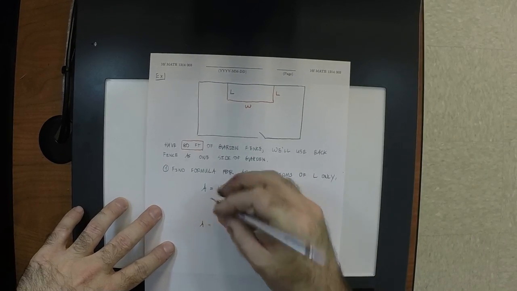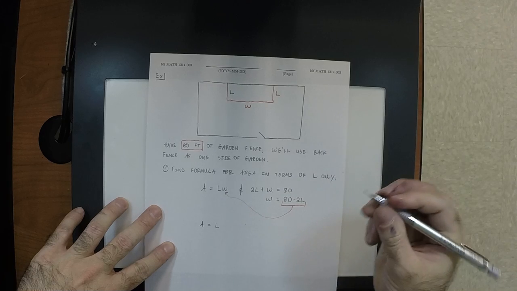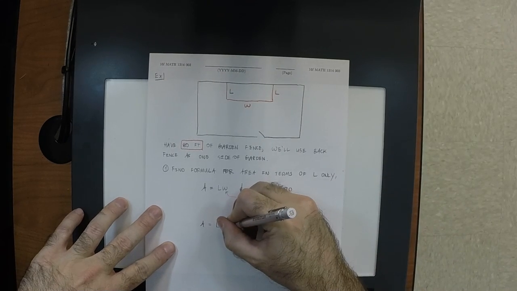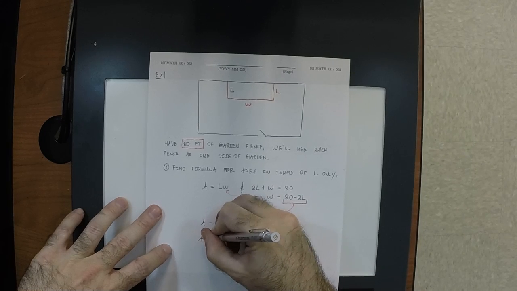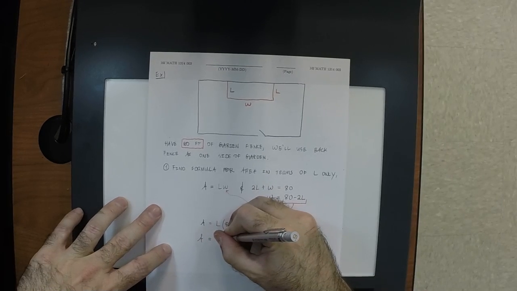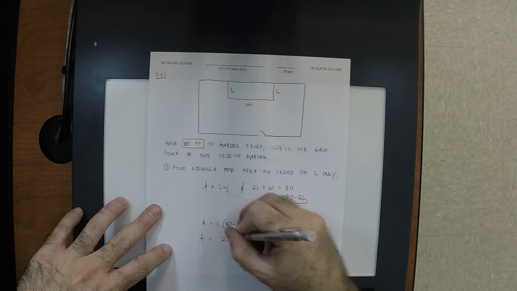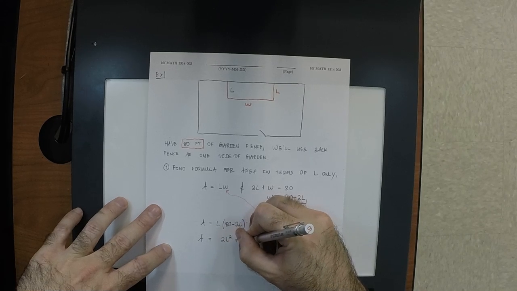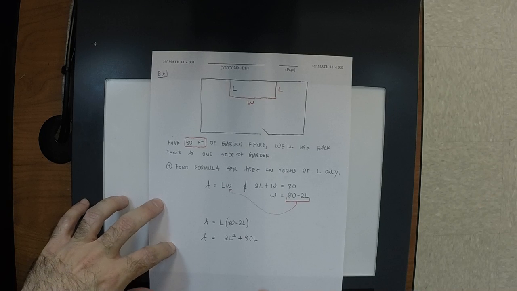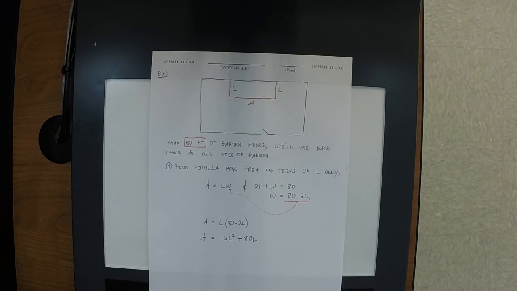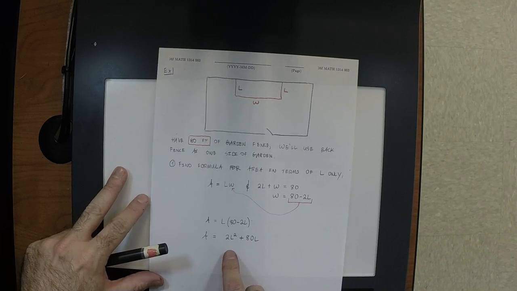So then if we do that, we have L multiplied by 80 minus 2L. And so let's simplify this. 80L is 2L squared plus 80L. So is it only L's now? Yeah. That's good. Now, does this pass the reasonableness test, what I've written?